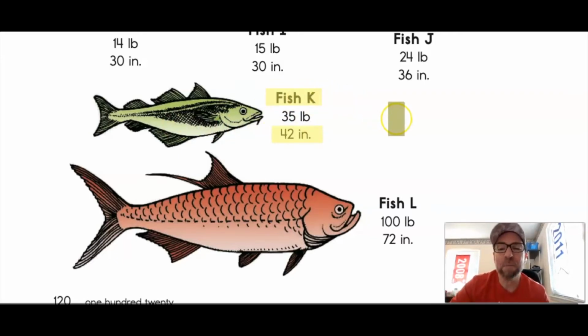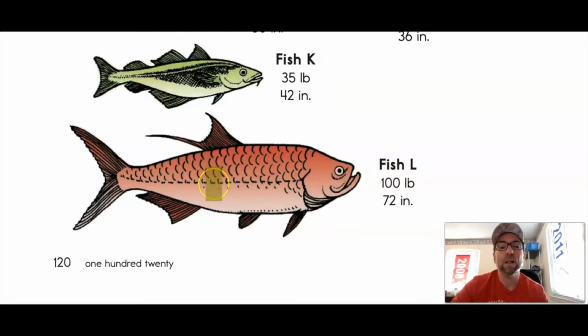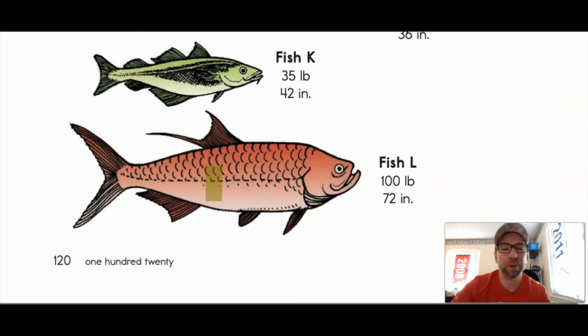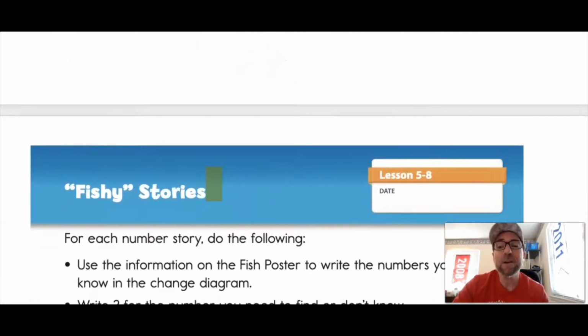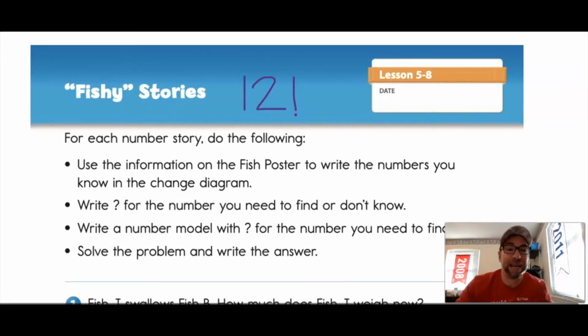Ooh, and look how much fish L weighs. Fish L weighs 100 pounds. That fish weighs more than most second graders. Woo! Let's see why we have a fish poster today. Here is page 121. It's the very next page. It's called Fishy Stories. Let's see what we have to do on this journal page.